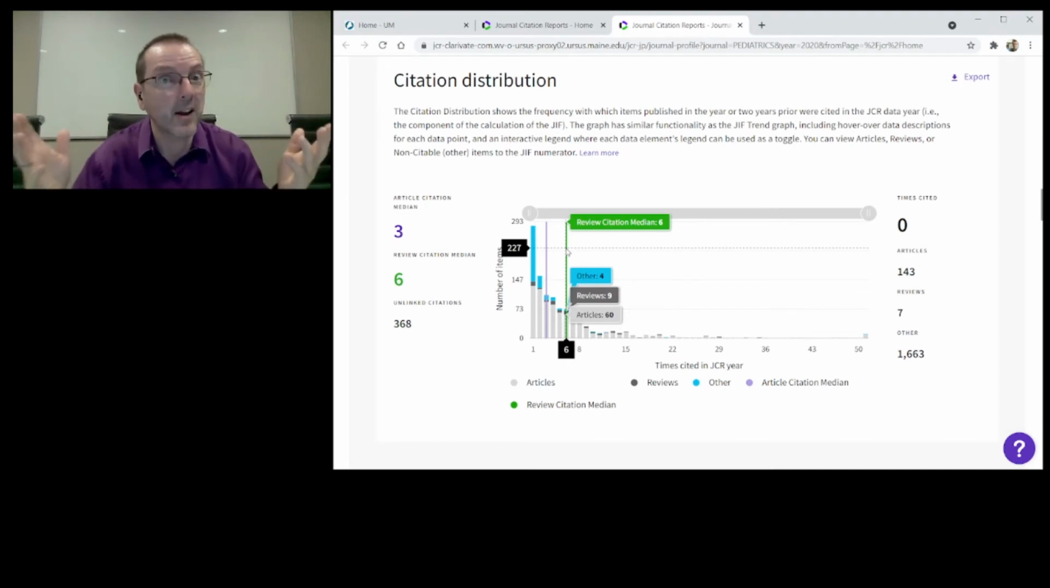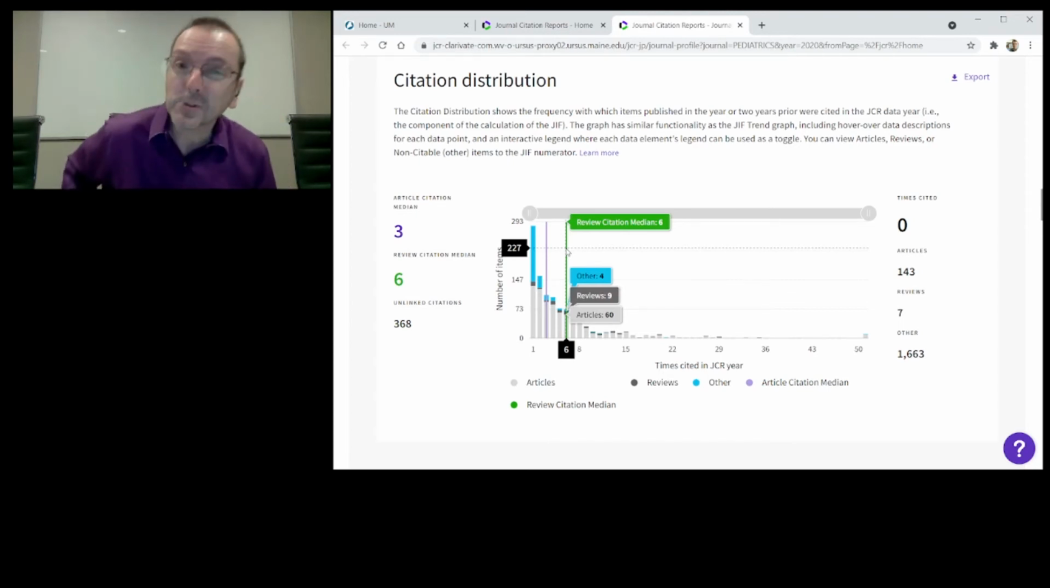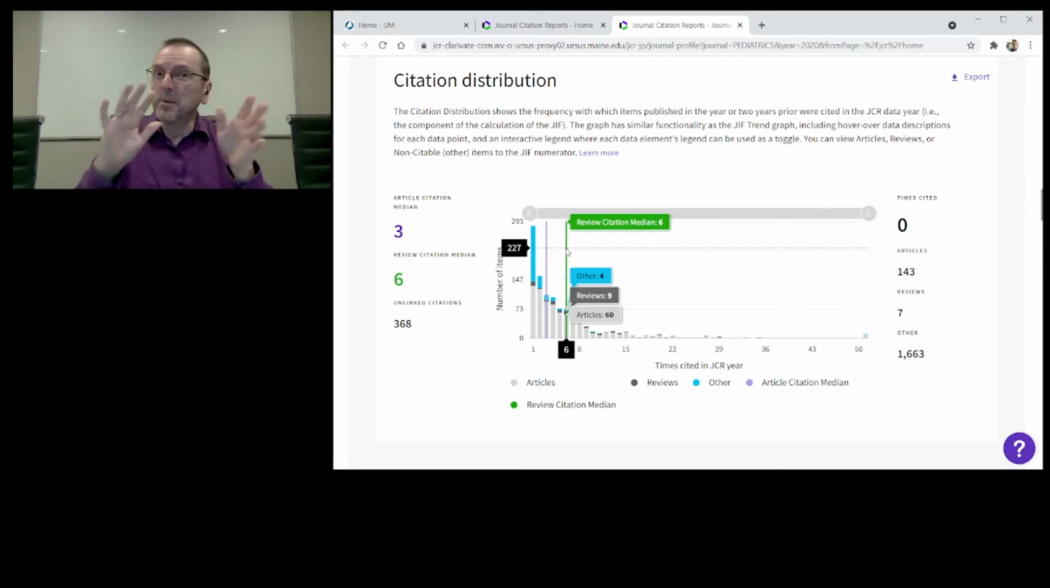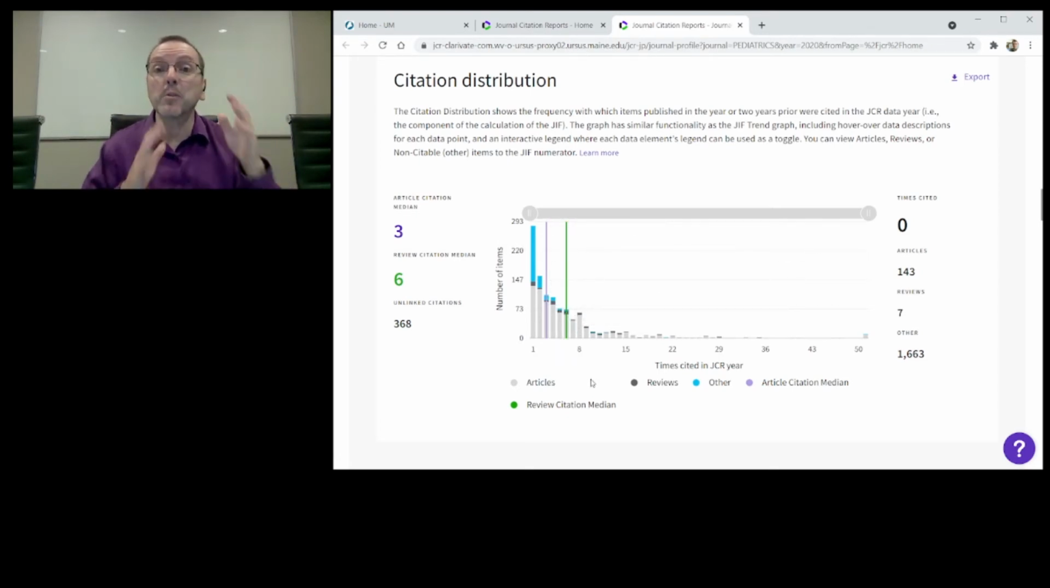Literature reviews tend to get a lot of citations on average compared to other types of research, so they'll be cited more. Journals that publish a lot of review articles tend to have higher impact factors as a result of that. So it's one of the things you want to keep in mind. If they're a little different, and you see this pattern all the time, the median for review articles will have more citations than research articles.